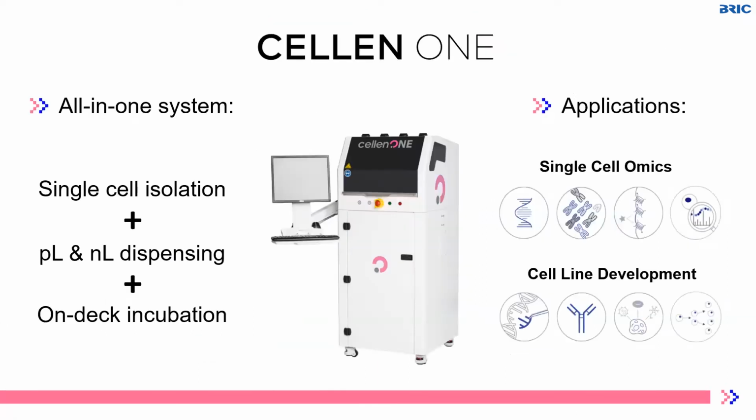So inside the CellenONE, we say it's an all-in-one system. You can do single cell isolation, but being based on a dispensing technology, we can also do picoliter to nanoliter dispensing. The droplet we are generating range from about 50 picoliter to 800 picoliter in volume. And we also have a system that allows us to do heating of the target plate, and we control the humidity, which is very important when you're working with such low volume to prevent evaporation.